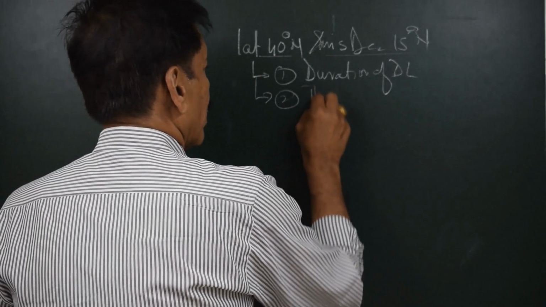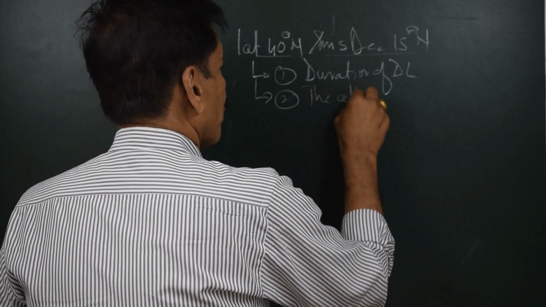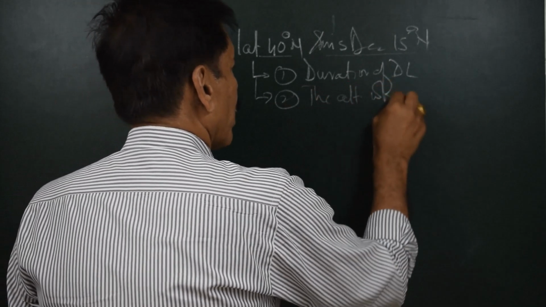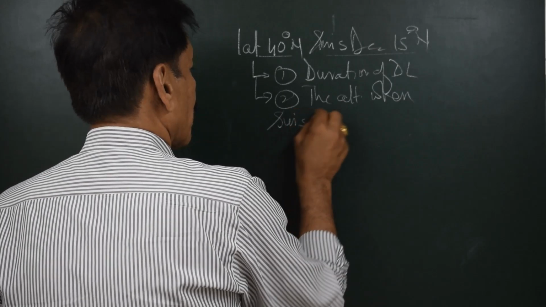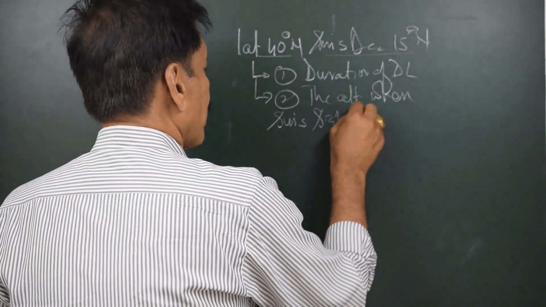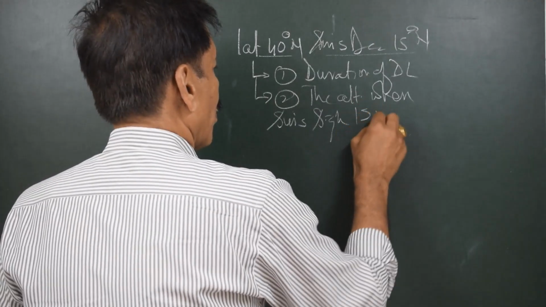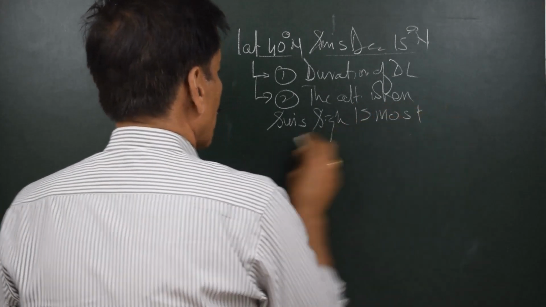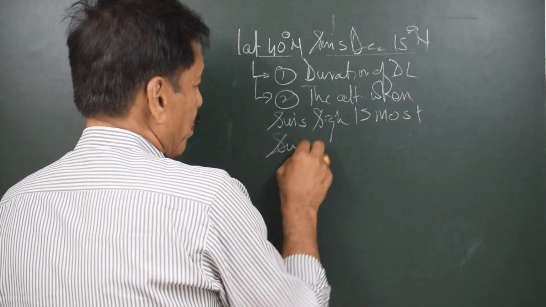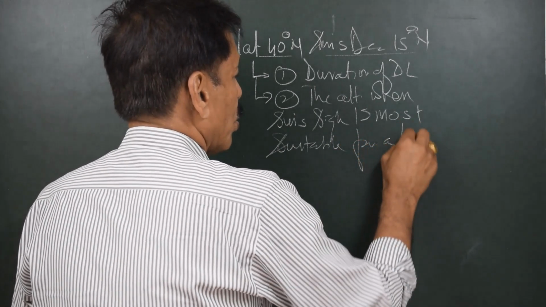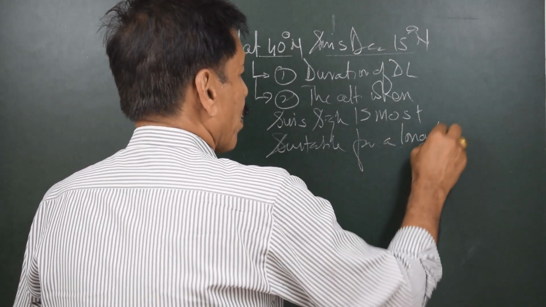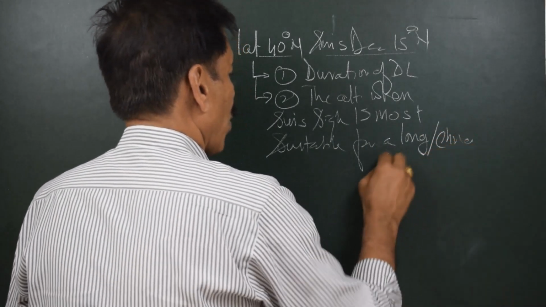the altitude when the sun's sight is most suitable for a longitude by chron calculation.